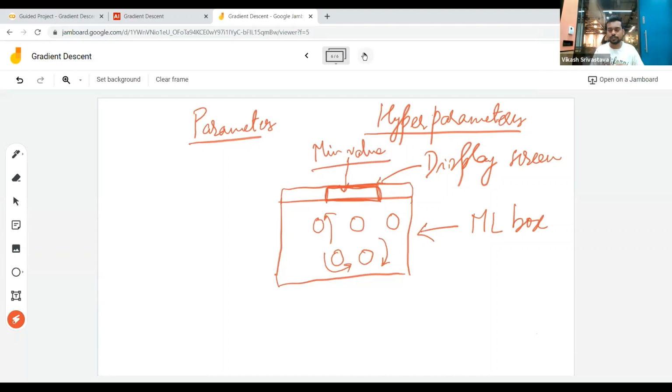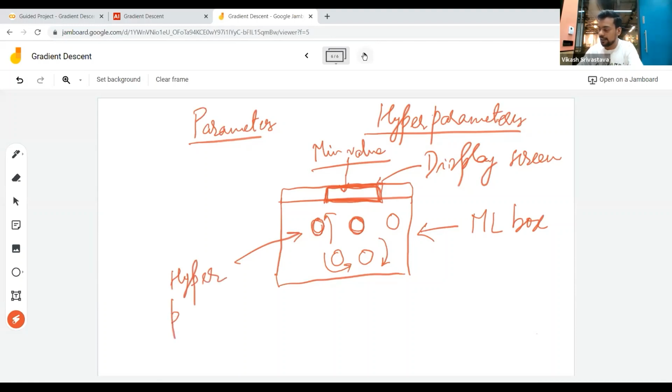But because this ML box is not that simple, there is some inner machinery. There could be, let's say, transistors or resistors or capacitors inside it, such that when we control the knobs from the outside, those change the internal resistance or capacitance, whatever that could be, and that will affect the minimum value displayed outside. The knobs that we can control are called hyperparameters.